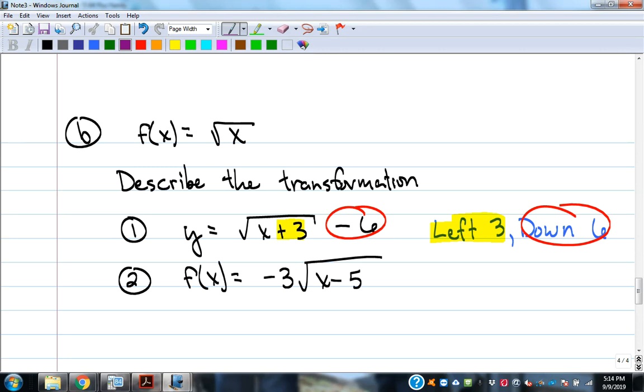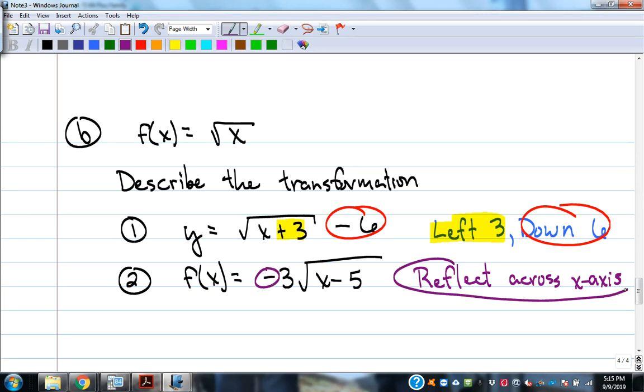Well, since it's in the front, what's it doing to the square root? It's multiplying, right? So anytime you're multiplying by something, you're not shifting left or up or down. It does do something. The negative reflects it across what? Yep. Reflect across the x-axis. So that's just the negative part. That's what does that. What does the 3 do?